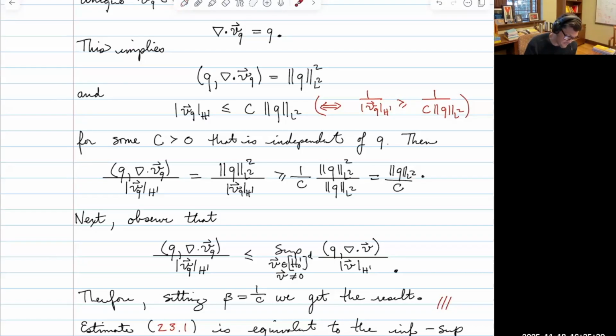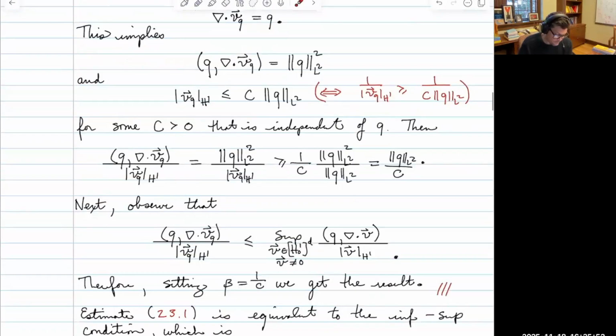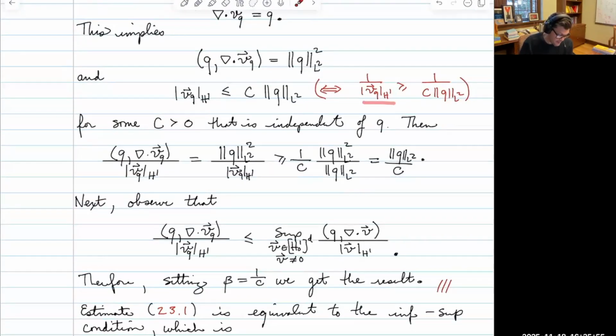As long as neither of those two objects is equal to 0. And the only way they're going to be equal to 0 is if Q is equal to 0, because we have this isomorphism. But Q is not equal to 0 by assumption. All right, so we have this inequality, so we're going to replace 1 over that with this smaller thing. When we do that, we get to cancel this square and this L2 norm of Q, and we just obtain that the L2 norm of Q over C is less than or equal to this object.